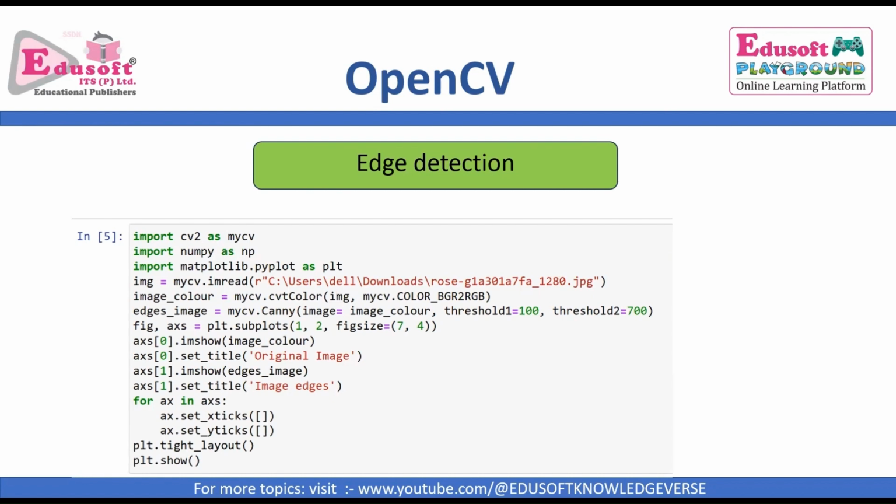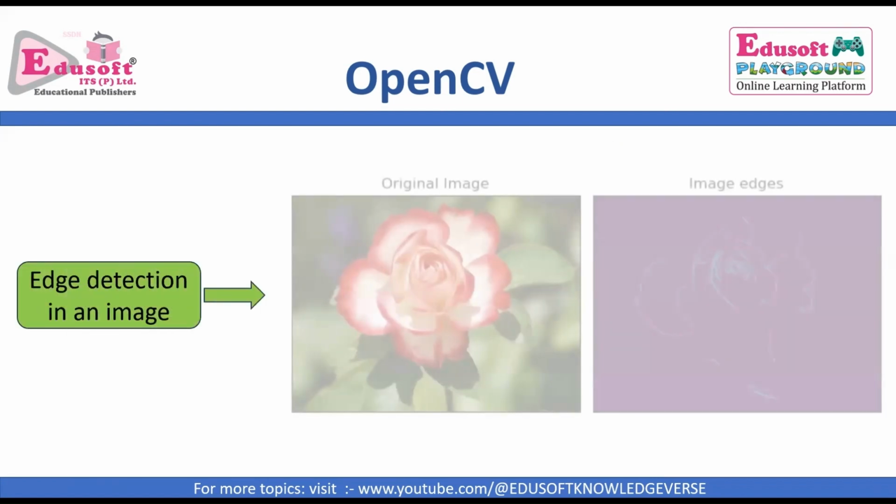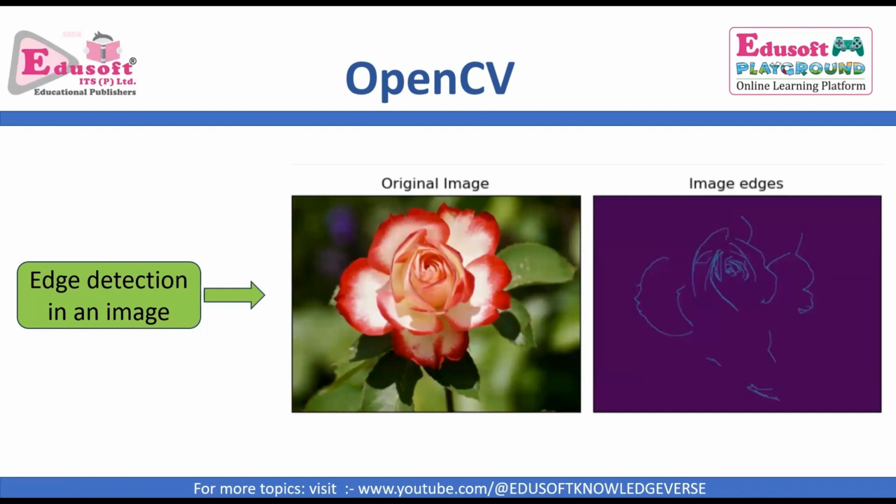After this, you have to transfer inside axis, and after this, you have to show the output like plt.title and plt.show. And you can see the output like this. This is the original image, and this is the image edges. You can see the edges of an image very clearly over here in the output.